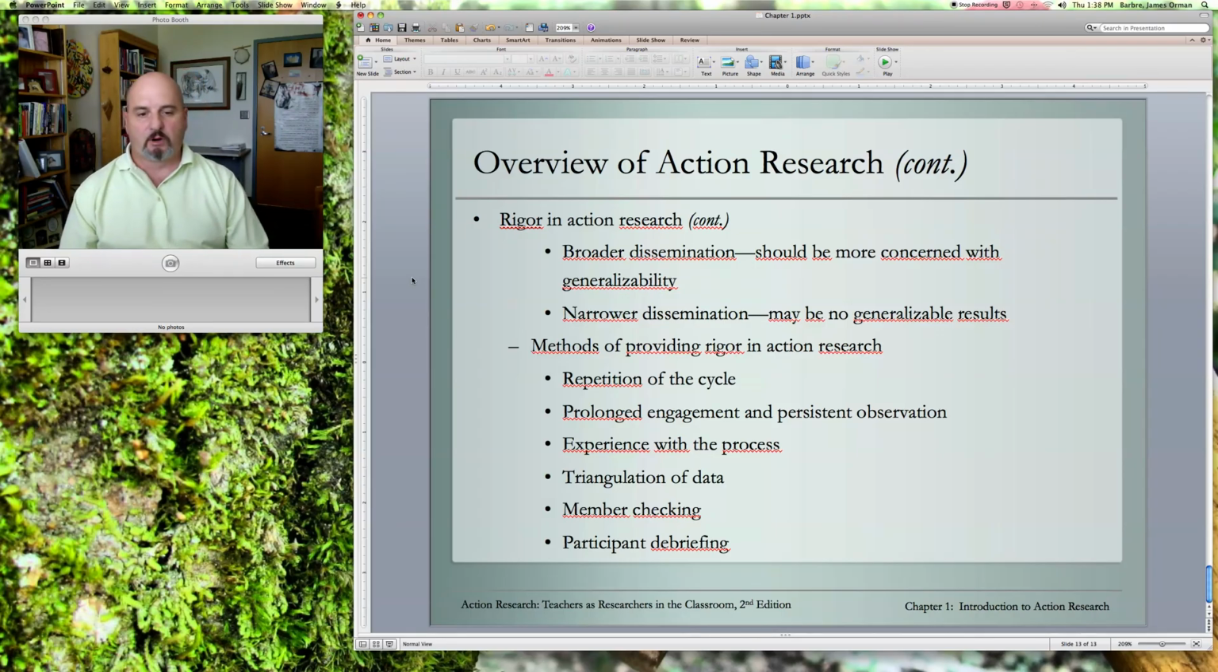Member checking, participant debriefing. We'll go over these later on in the semester. Your text goes over them as well, but they're important because the people that you were collecting data from, that you would disseminate these results from, it's always good to ask them, to further communicate with them, to make sure that what you got was what they meant.